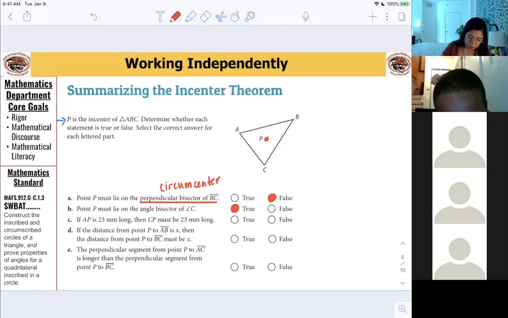C. If AP is 23 millimeters long, then CP must also be 23 millimeters long. True or false? False. Good. This is false because remember, when you have an in-center, these three are not going to be congruent. That's for circumcenter. So that's why we have to think of the differences. So that's not true.